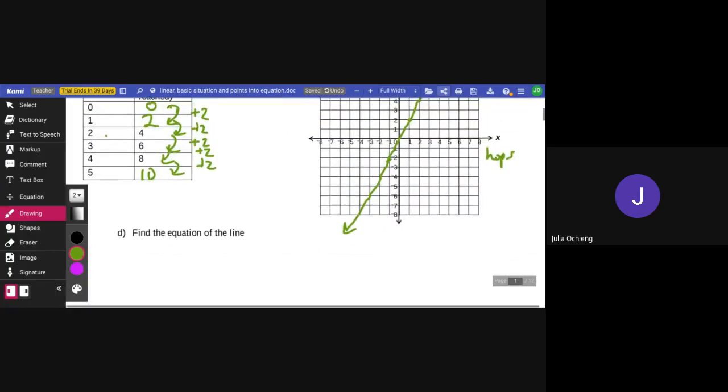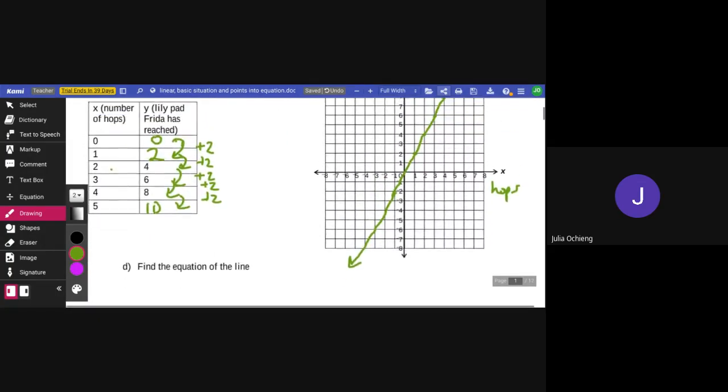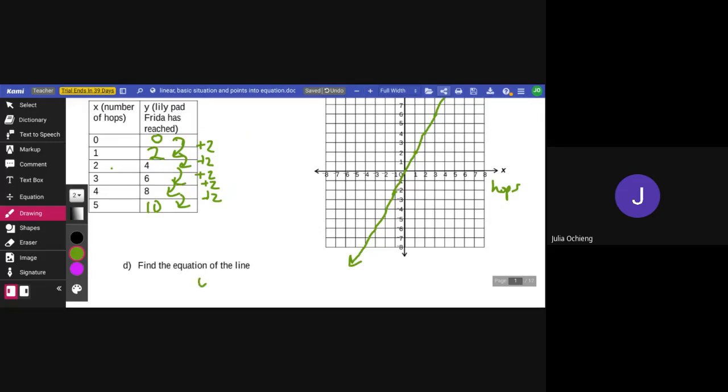Find the equation of the line. All right. So the equation has to relate y and x. So there must be a way for me to find out what lily pad she's in compared to what hop she's on. So when she's at hop number 0, she's gone 0 lily pads. At hop number 1, she's gone 2 lily pads. At hop number 2, she's gone 4 lily pads. So how do I get from the x number to the y number?